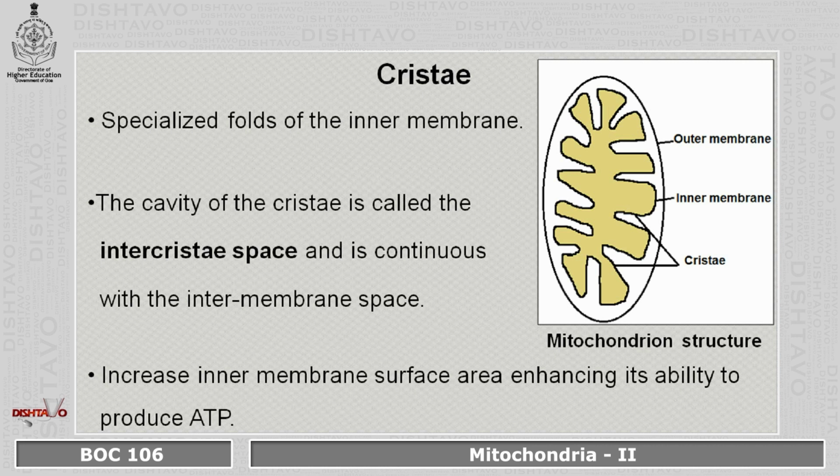Cristae. The inner membrane after folding forms a structure called cristae. The cavity of cristae is called the intercristae space and is continuous with the intermembrane space. Cristae increase the inner membrane surface area, thus enhancing its ability to produce ATP.